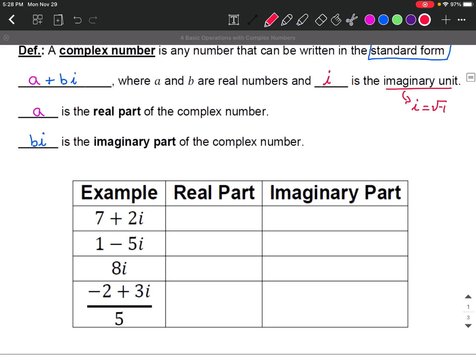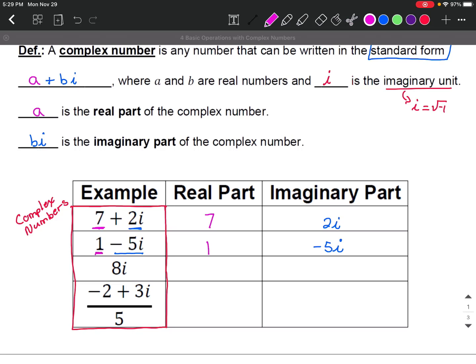So in this table, we have examples of 1, 2, 3, 4 complex numbers. These are examples of 4 complex numbers. And we're going to look at them and find the real part and the imaginary part. So if we look at 7 plus 2i, the 7 does not have an i on it. That's the real part. The 2i, that's the imaginary part. If we look at the next one, 1 is the real part, and the -5i, you have to bring that negative with it, is the imaginary part.